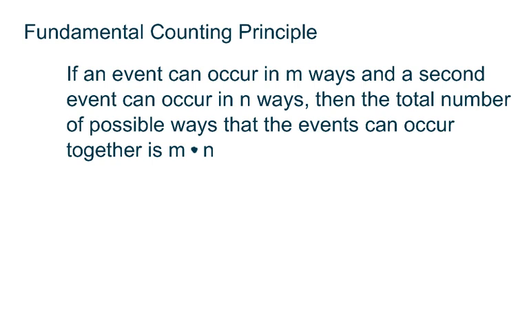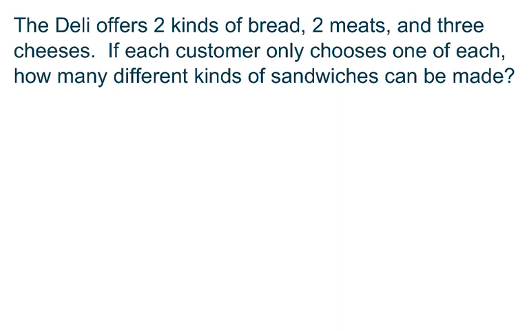It says that if an event can occur in m ways and a second event can occur in n ways, then the total number of possible ways that the events can occur together is m times n. That just sounds like a lot of words, but let's look at it in context and it'll make a lot more sense. The deli offers 2 kinds of bread, 2 meats, and 3 cheeses. If each customer only chooses one of each, how many different kinds of sandwiches can be made?